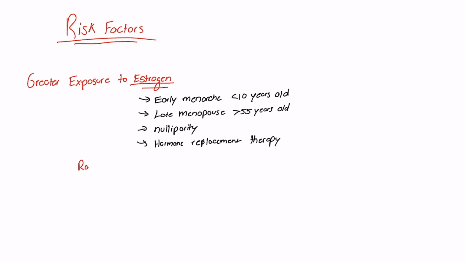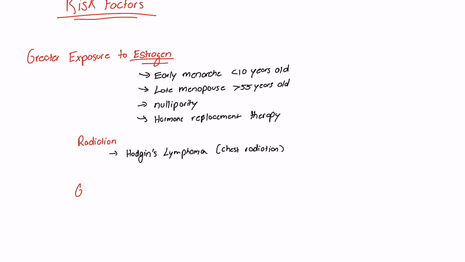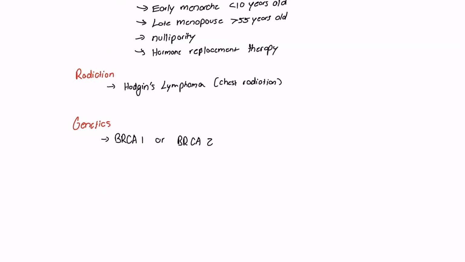Another major risk factor is radiation. So think about those patients that receive radiation to the chest, like treatment of Hodgkin's lymphoma. Lastly, genetics, mainly BRCA1 or 2, the big ones you always hear about. These mutations increase the risk of breast and ovarian cancer.